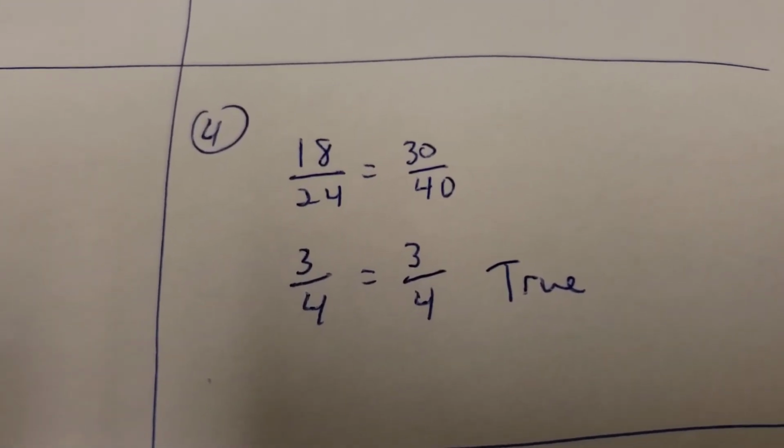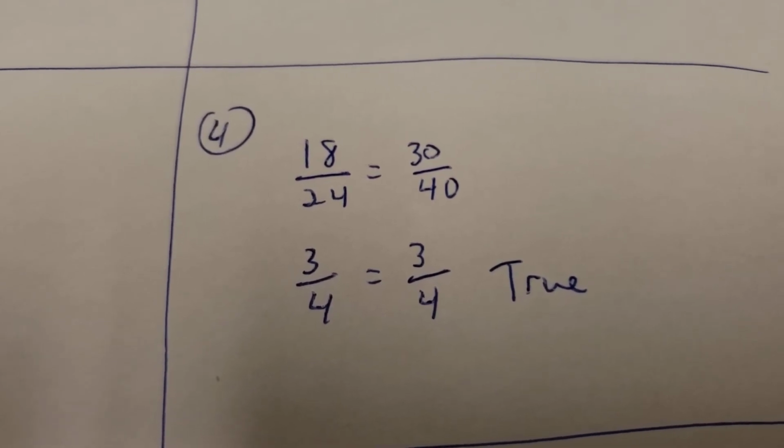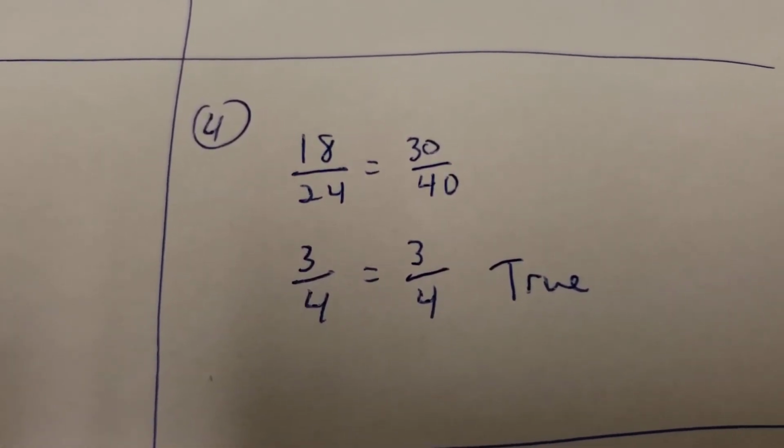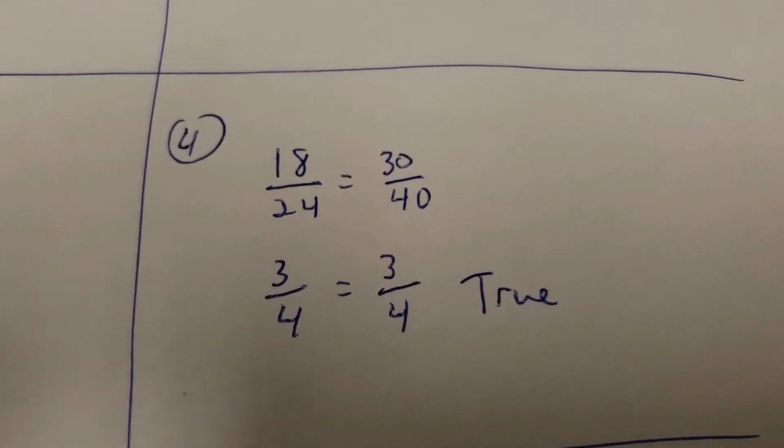Number 4, you start off with 18/24 and 30/40. Well, this would be true because both of these fractions in lowest terms break down to 3/4. So that would be a true statement. Those two original fractions are equivalent.